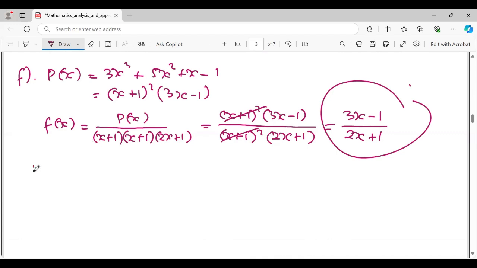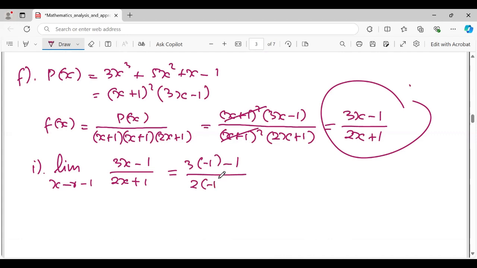Next, the limit as x approaches minus 1 of (3x minus 1) over (2x plus 1). It is 3 times minus 1 minus 1, over 2 times minus 1 plus 1. If you calculate, it becomes minus 4 over minus 1. It is 4.